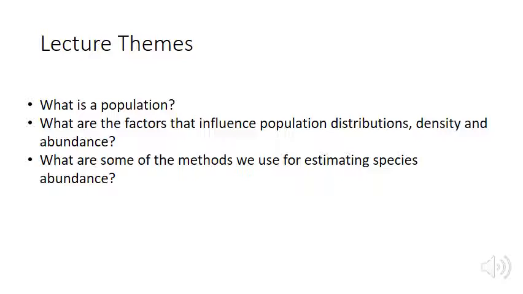So this lecture is going to be split into a couple of major themes. The first being defining what a population is, so that's clearly extremely important. Then we're going to talk about some of the factors that influence population distributions, density and abundance. And then finally we're going to talk about some of the methods that ecologists use to estimate species abundance or population sizes.